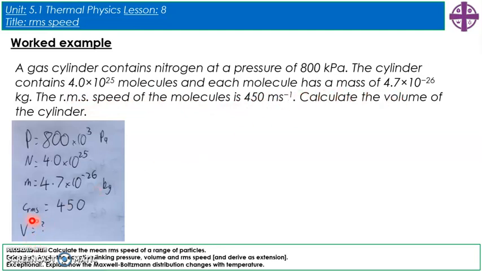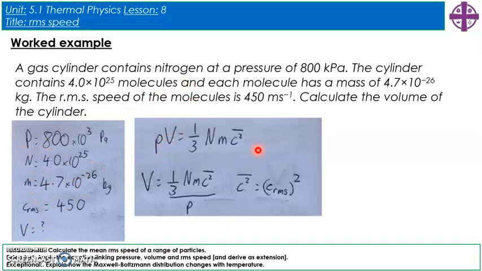We have to calculate the volume, so V is what I don't know. So these are my variables. The equation we just looked at was this. I'm going to rearrange it because I want to work out the volume. So I rearrange it to get V equals, and I get that.